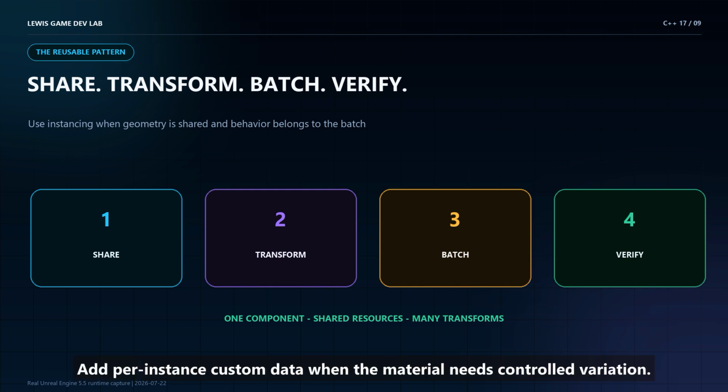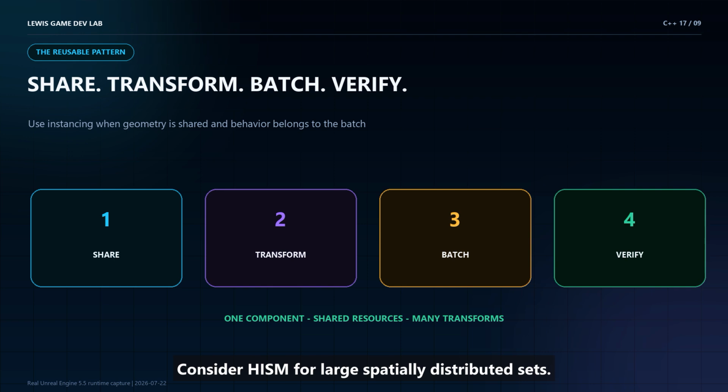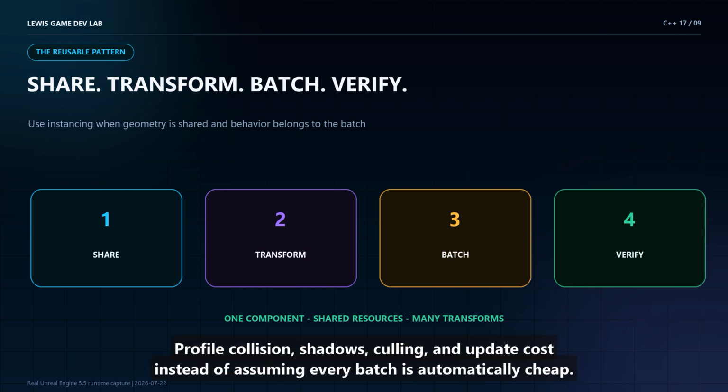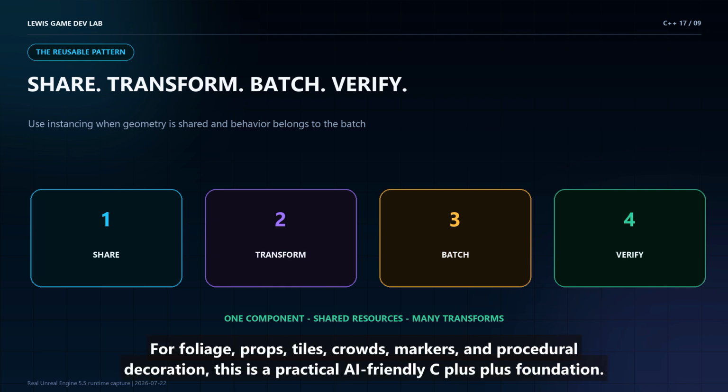Add per instance custom data when the material needs controlled variation. Consider HISM for large, spatially distributed sets. Profile collision, shadows, culling, and update cost instead of assuming every batch is automatically cheap. For foliage, props, tiles, crowds, markers, and procedural decoration, this is a practical AI-friendly C++ foundation.